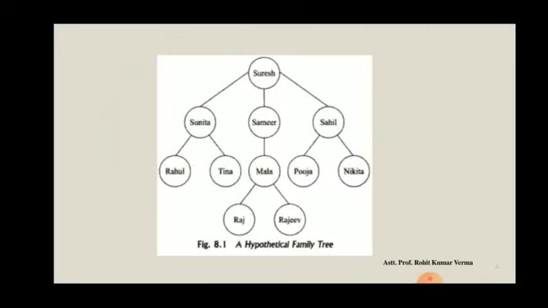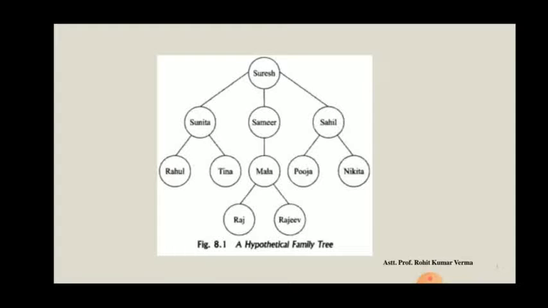How you can see in this image. So dear students, here first of all we have a person at the top and the name of that person is Suresh. So we can say that Suresh is the root of this tree, or we can say that Suresh is the parent of Sunita, Sameer and Sahil. So this is the hierarchical representation of a family member of a particular person.